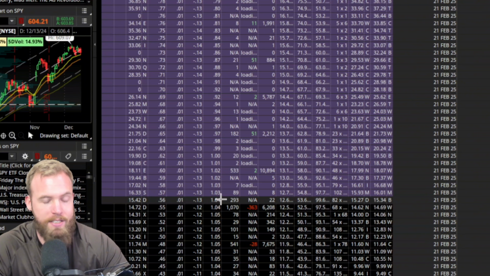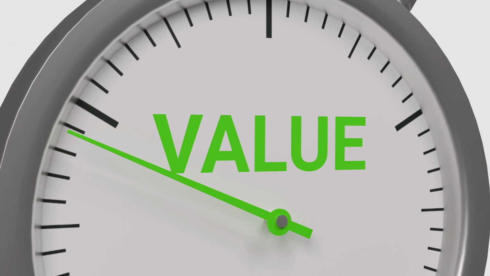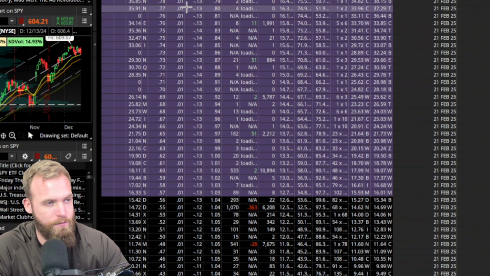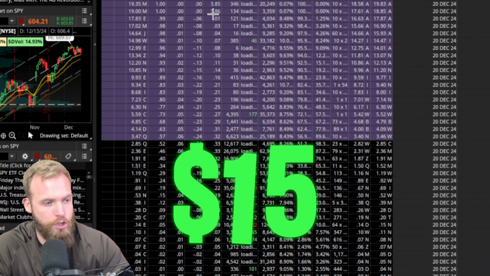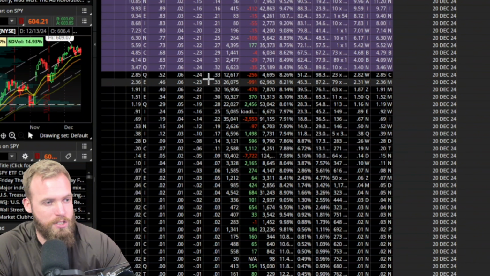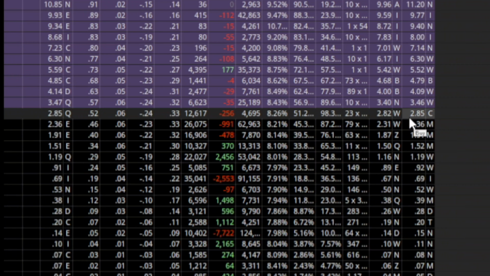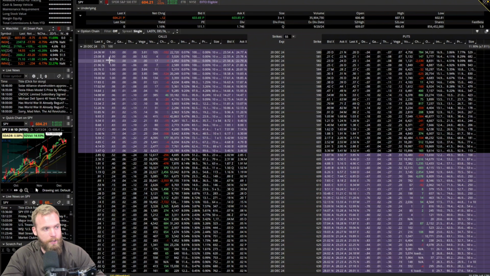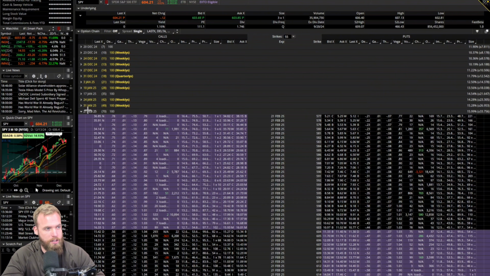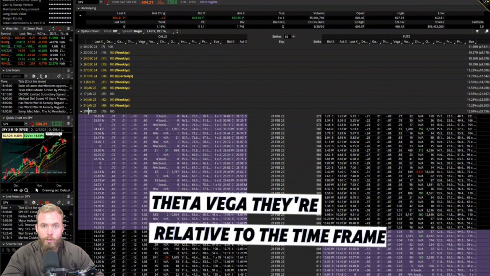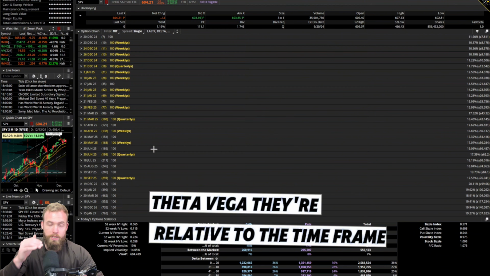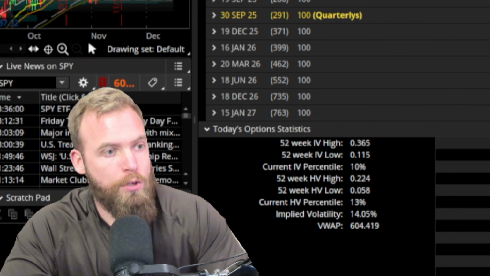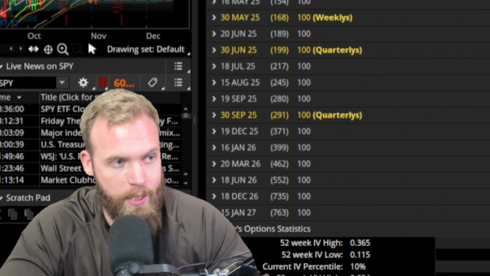Now, again, this can be done as a gross value or a relative value. As a gross value, $1.04 on something that's $15 is a different ratio than something that's 33 cents on something that's 280 and change. So the way to think about a lot of these metrics, theta, Vega, they're relative to the time frame, but then they're also relative to the total premium of an option. So here's the Cliff Notes summary.